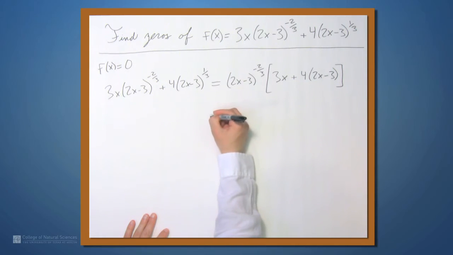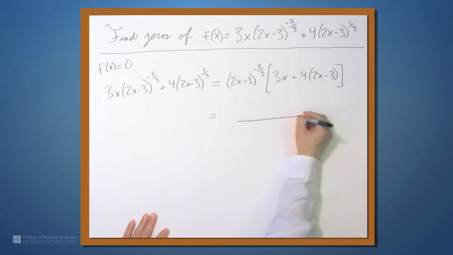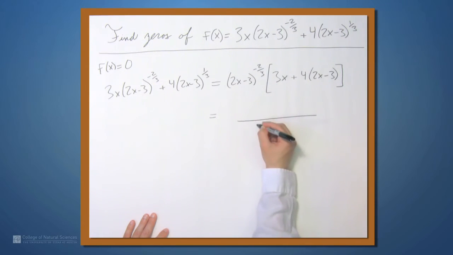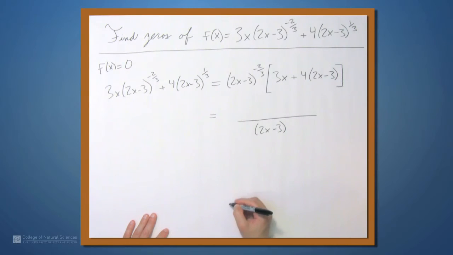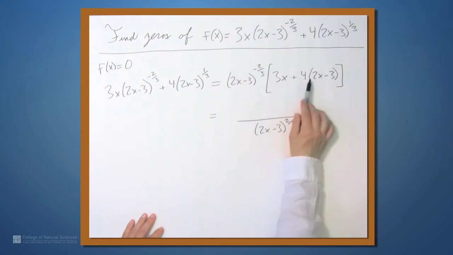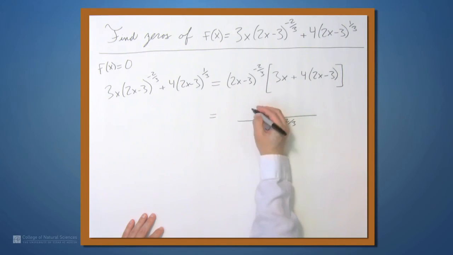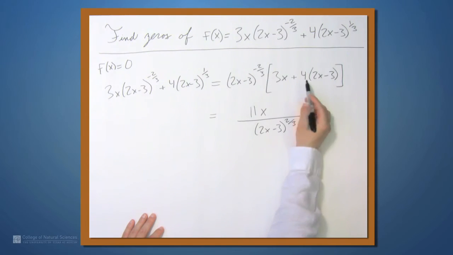And let's rewrite this a little bit more. We're going to put this whole thing in the denominator, because this negative exponent we can turn positive if we throw it in the denominator. We get (2x - 3)^(2/3). And then this top part, let's simplify. We have 3x plus 4 times 2x. That's 3x plus 8x, so we get 11x. And then we have a minus 3 times 4, so minus 12.